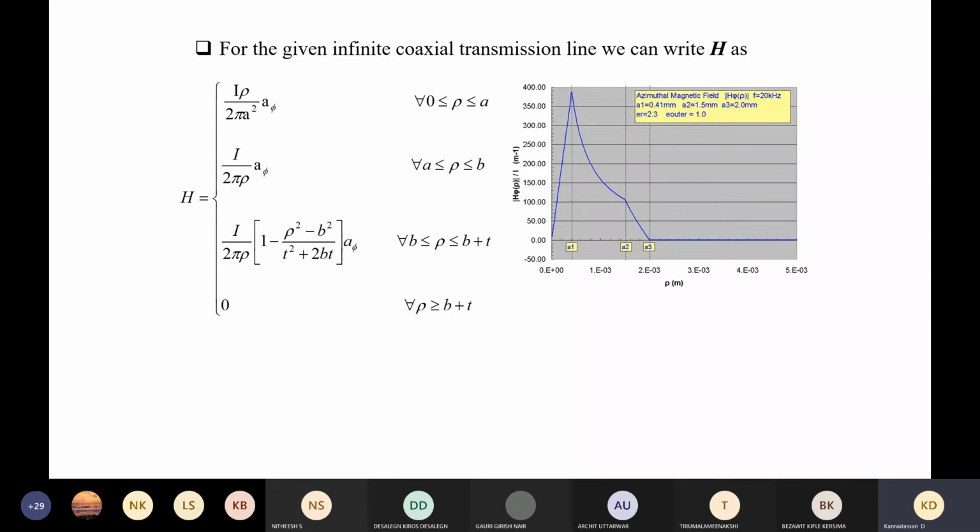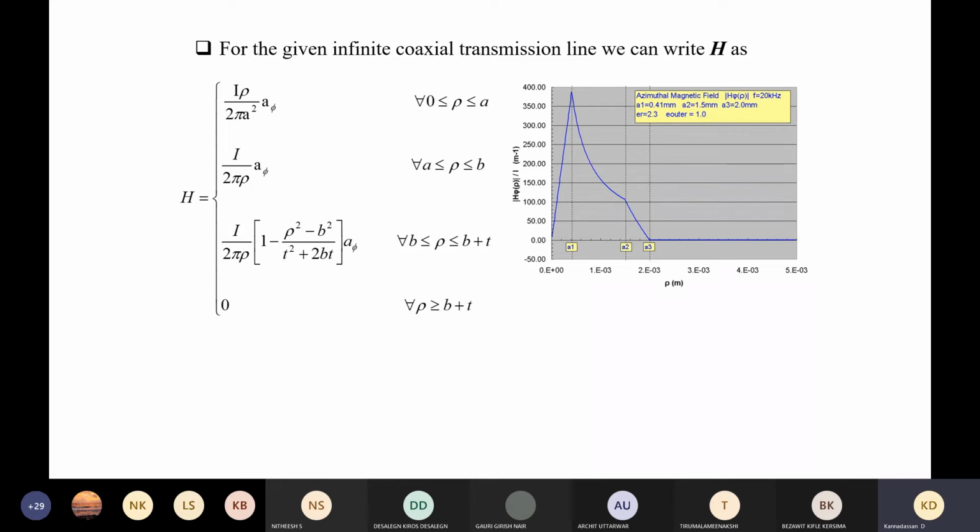Outside, there is no magnetic field because, according to the right-hand rule, the magnetic field will be available in the clockwise direction. So in that case, it will be available only inside. Outside, it will not be available. That is a very interesting part of this coaxial cable.